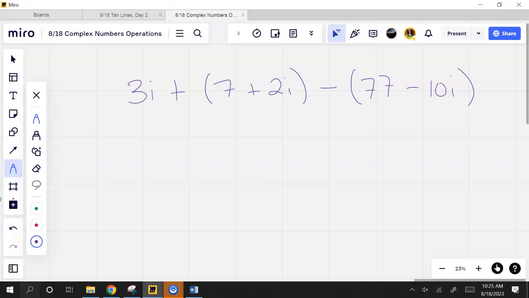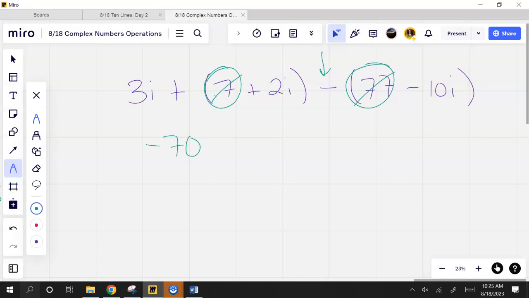Let's get the real number parts together first. And let's be careful here because notice the subtraction sign. When that subtraction sign comes before the parentheses, that means everything in here is subtracted, right? So I'm subtracting 77 and I'm also subtracting negative 10i. So be very careful, okay? All right, so real number parts. What do you see that doesn't have an i on it? 7 and 77. What is 7 minus 77? Negative 70. There's my real number parts. I'm going to mark them out because I'm done with them.